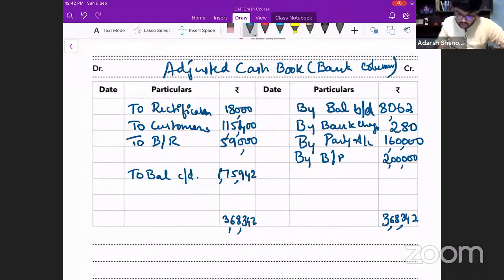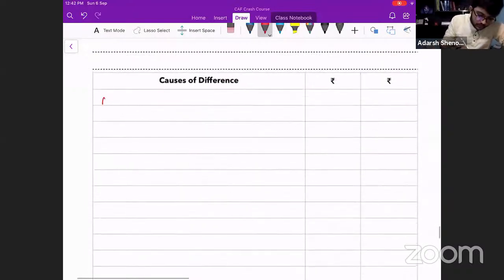Can you tell me what is the nature of this balance? Overdraft or is this favorable? Unfavorable or favorable? What is this? This is credit balance as per cash book. What is it, guys? Credit balance as per cash book. Credit balance in the bank column has a credit balance. What is it? It is overdraft. Unfavorable balance. It is overdraft balance. Unfavorable balance as per the cash book. So now we will start doing the BRS, the bank reconciliation statement.